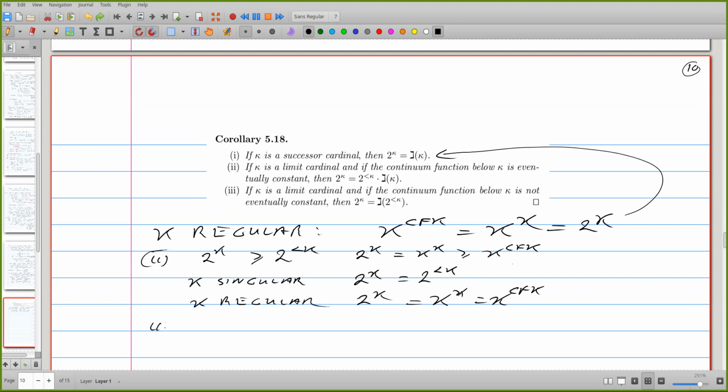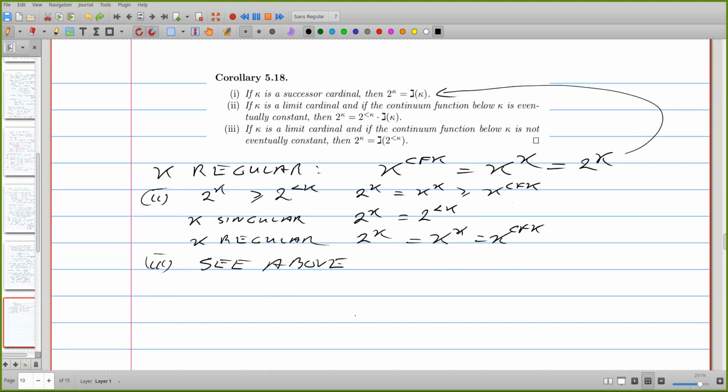And case 3, that is the one that we just talked about. If we have a limit cardinal, then we can calculate the continuum function by looking at the Gimel function of 2 to the less than kappa. So this Gimel function, even though it is somewhat trivial for regular cardinals, appears everywhere in the computation of 2 to the kappa.